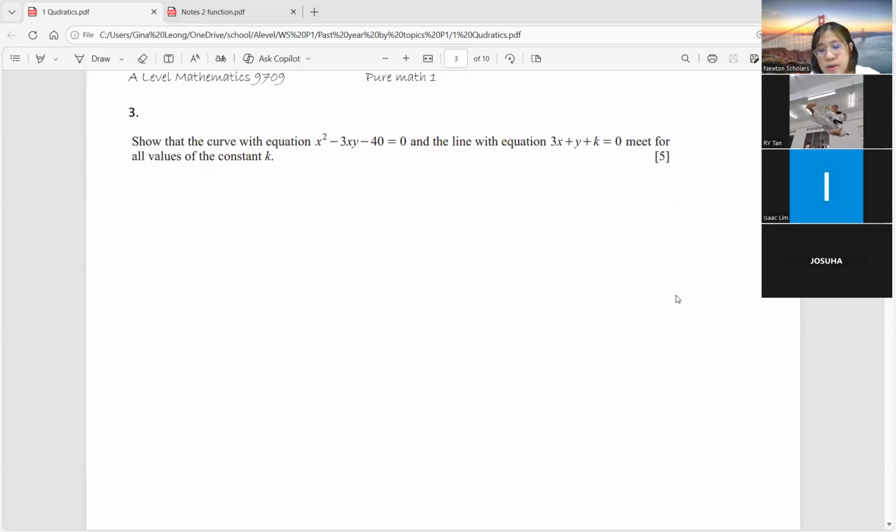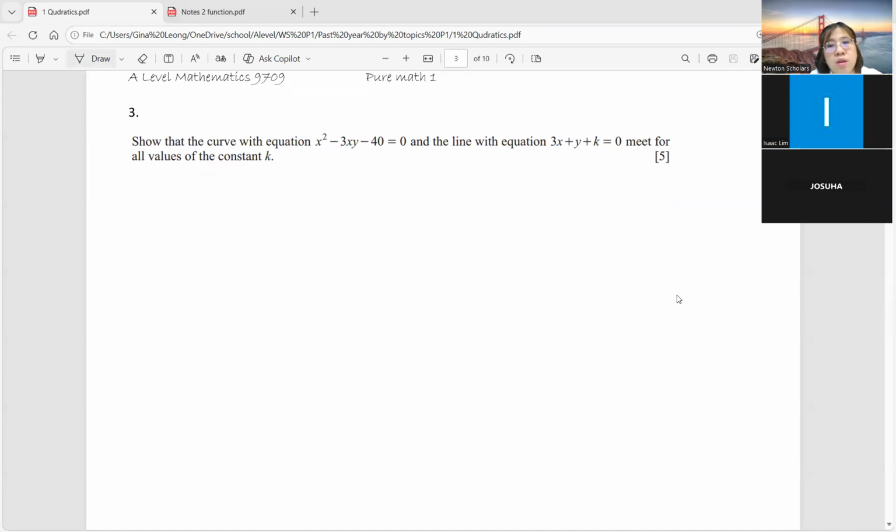Okay, question 3 is a very popular question which they're always asking about the value of the constant. Wait, why is it not working? Okay, I think can already.